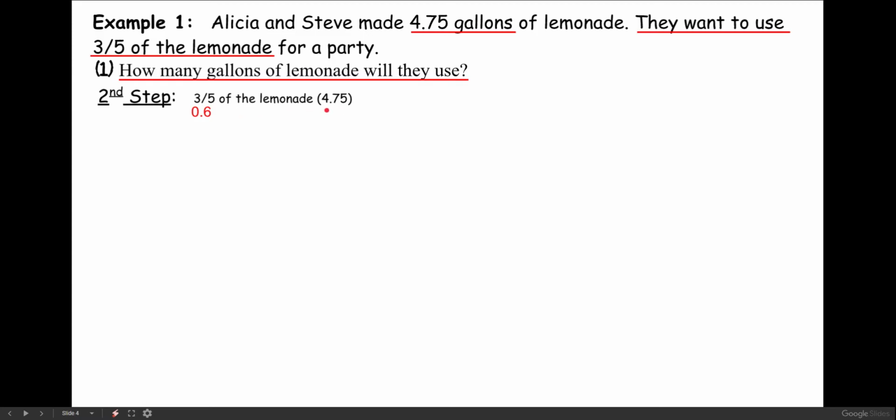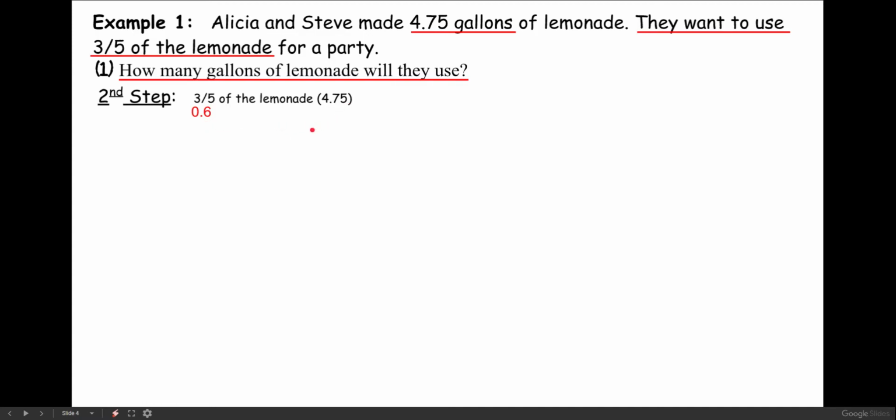from here on out, you have to figure out whether you're going to add, subtract, multiply, or divide. It doesn't make much sense to add 4.75 plus 0.6, nor does it make much sense to subtract. So you're either going to multiply or divide. Many of you are thinking, well, if they're using 3/5 of the lemonade, that's less than the 4.75 gallons they started with, so I must be dividing, right? Because normally when you divide, you get a smaller answer. But that's not true in this case. In this case, you actually want to multiply 4.75 with 0.6.